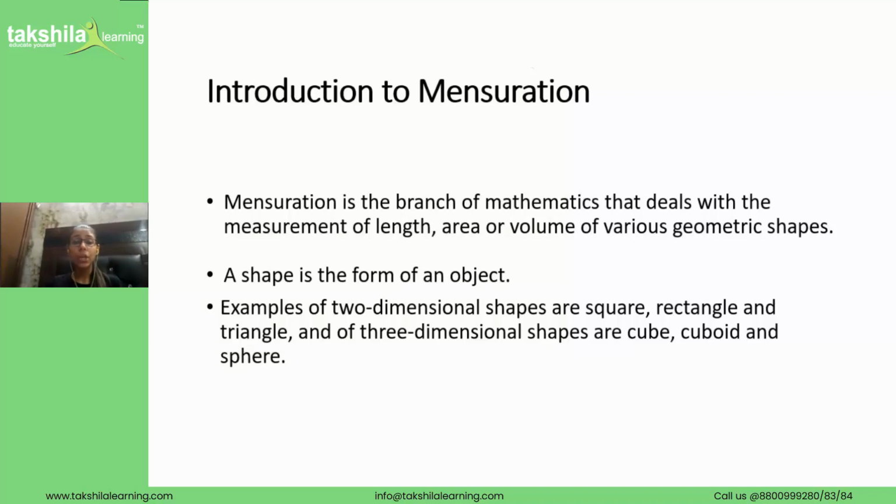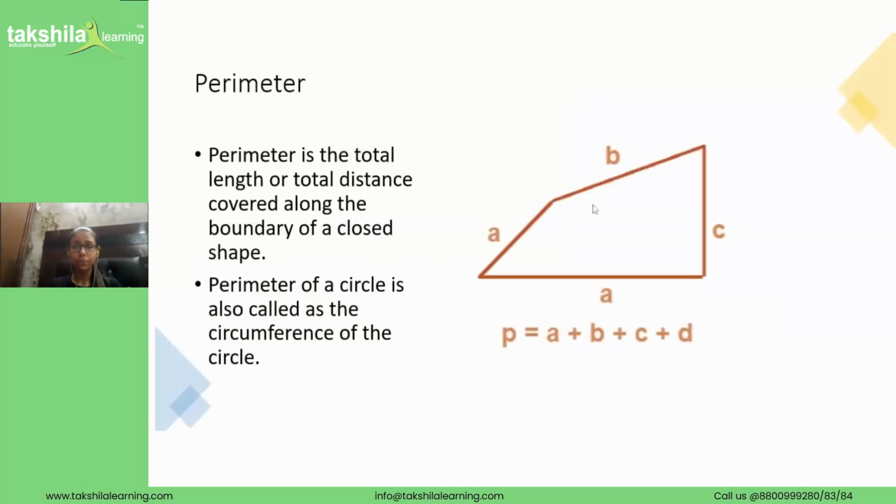Now let's start with perimeter. So what did I tell you about the perimeter? Do you remember? So perimeter is the total length or the total distance covered along the boundary of a closed shape. As I told you, it is the length of the boundary and not inside, just the boundary. And the second point says that the perimeter of a circle is also known as its circumference.